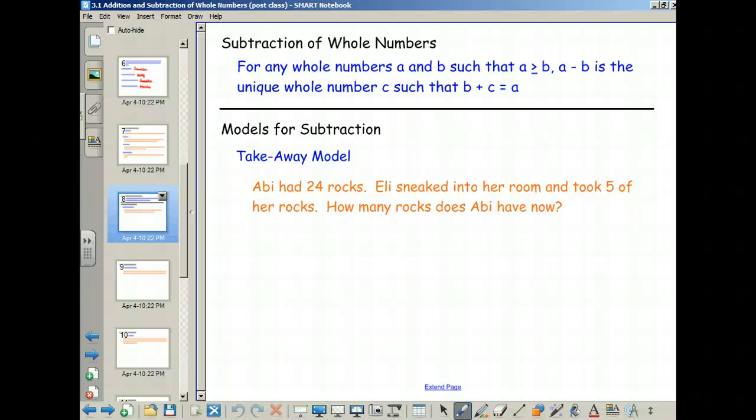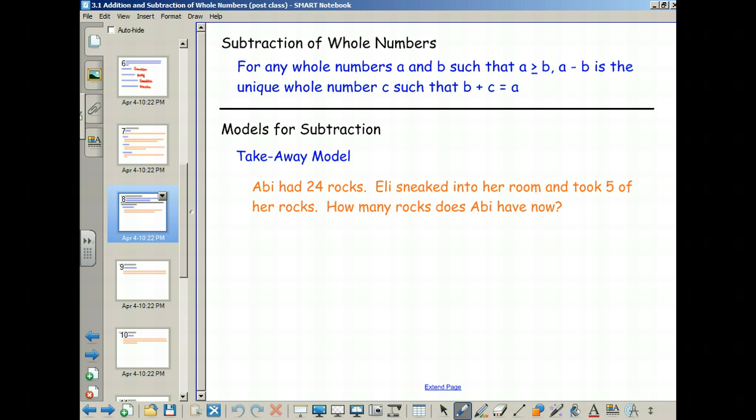Okay, so last time we were talking about addition and subtraction of whole numbers, and we left off having discussed all the addition components. We talked about properties for addition. We talked about models for addition, the set model and the measurement model, and we're going to talk about the models for subtraction next.